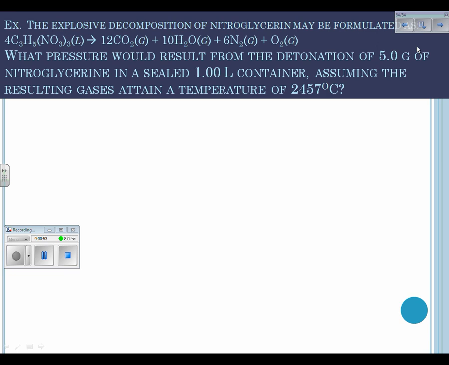So what we want to know is what pressure would result from the detonation of 5 grams of nitroglycerin in a sealed 1-liter container, assuming that the resulting gases attain a temperature of 2,457 degrees Celsius. So we have some variables that we need to go ahead and talk about. What are our knowns and unknowns? We want to find the pressure, and we're given 5 grams of nitroglycerin.